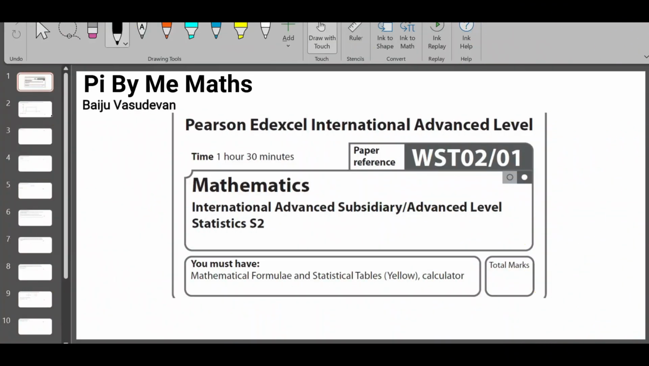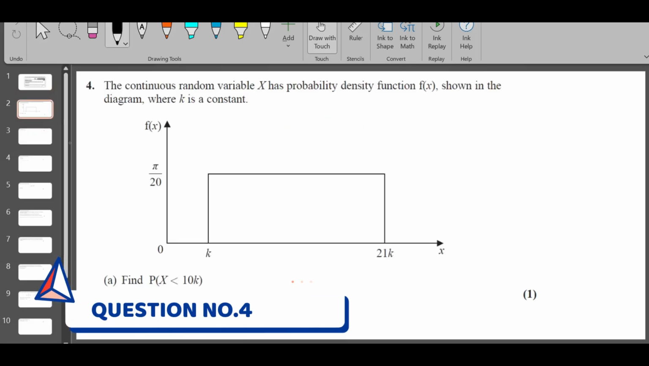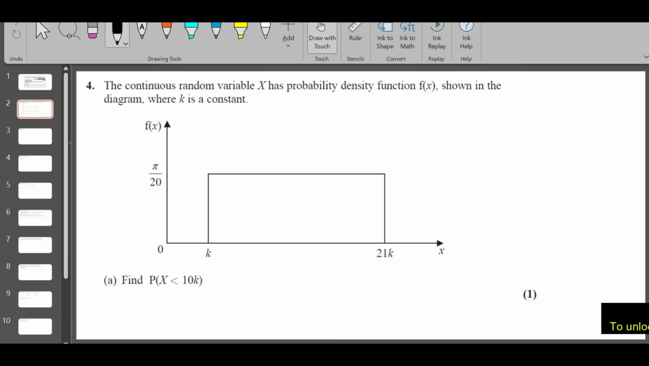This is WST02. Here we are solving the January-February 2023 Statistics 2 paper. In the previous video, we looked at questions 1 to 3. Let's look at question number 4 now.